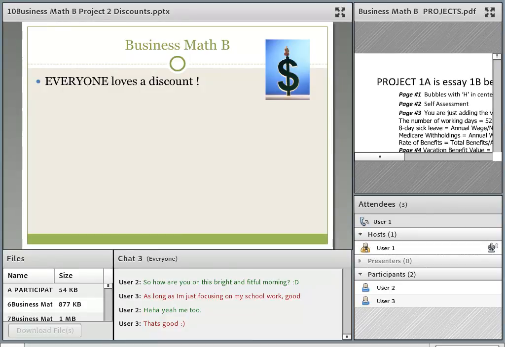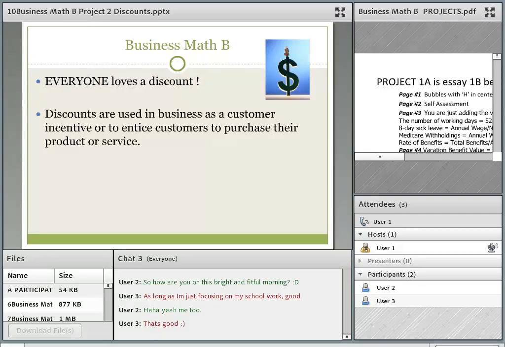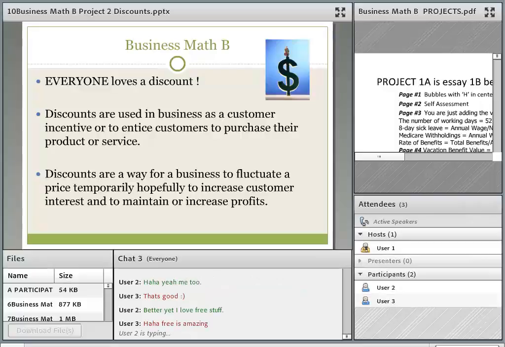We all love discounts. Everyone does. We all know that a discount is used in a business to give customers an incentive to come in and shop, or maybe just to entice a new customer to come in and check out a new product or service. Discounts are also a way for businesses to fluctuate their prices and hopefully either increase customer interest or change their profits.